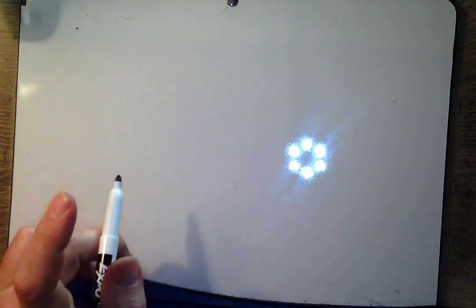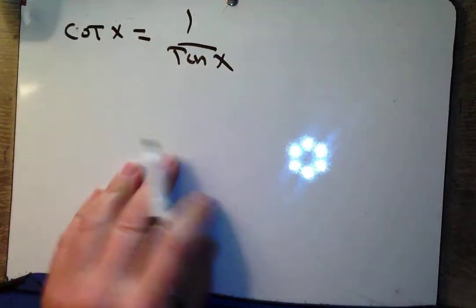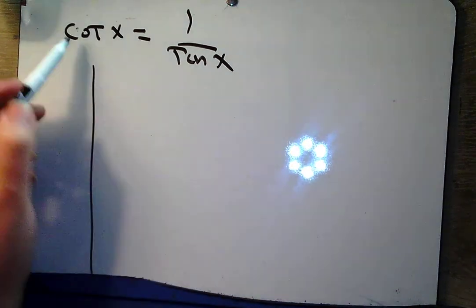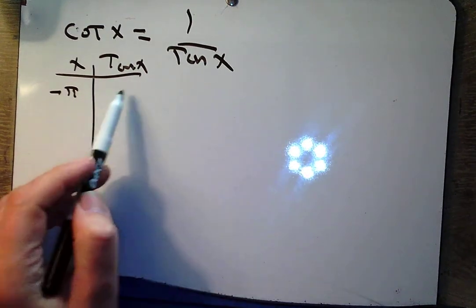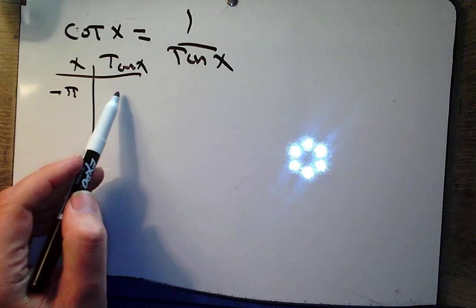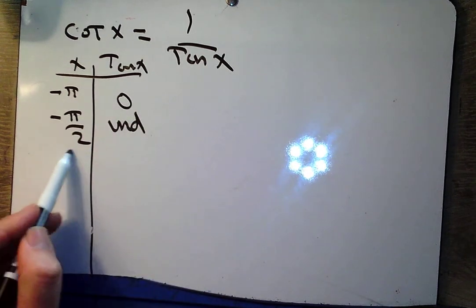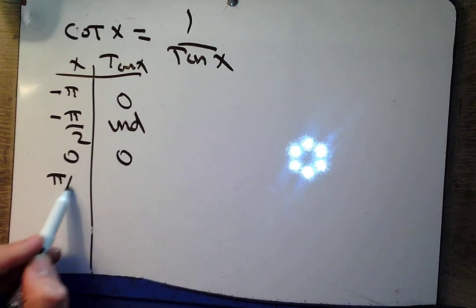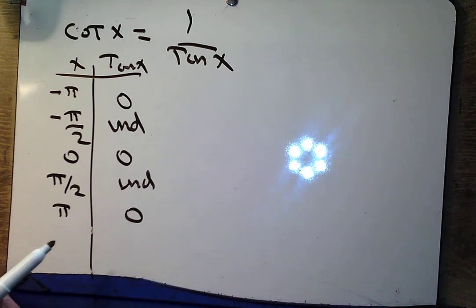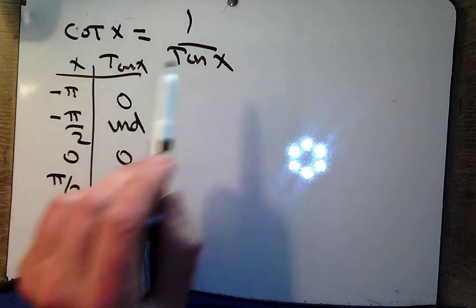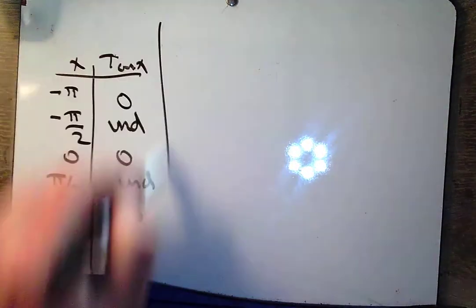Now, cotangent. Remember that cotangent is 1 over tangent x. And remember that long list of tangent values we had? Okay, and at negative pi, we plugged in a negative pi, and we had 0. And we had negative pi over 2, and that was undefined. And we had 0, and that was 0. And we had pi over 2, and that was undefined. And we had pi, and that was 0. Yeah, these were our tangent values. Well, if cotangent is the reciprocal of this, what will our cotangent values be?